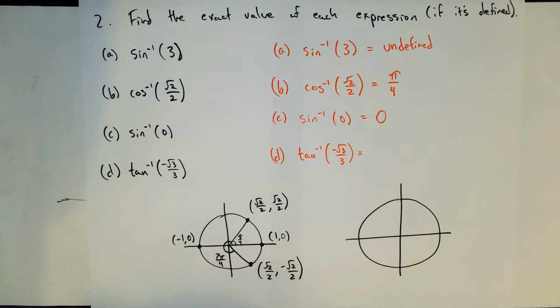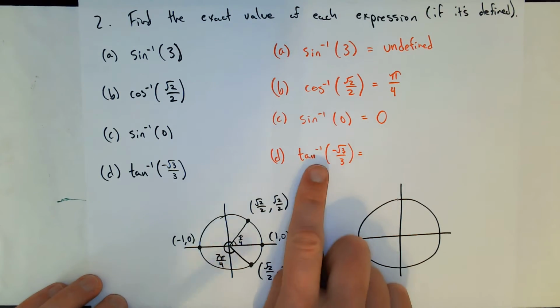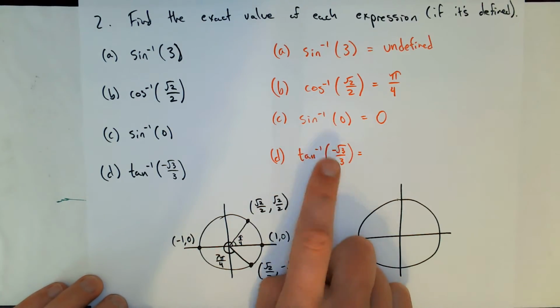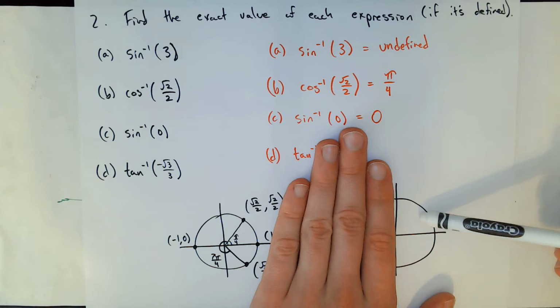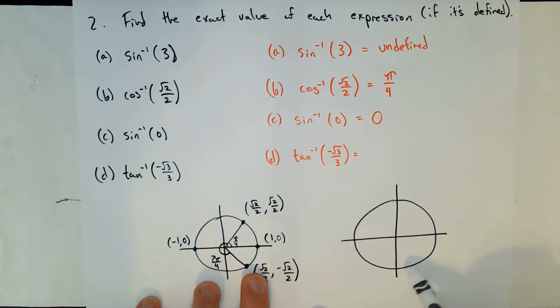Also, where is tangent going to be negative? Let's start narrowing it down. Tangent's going to be negative in the second and fourth quadrant, so you should be looking there. And which one should you be looking for? Well, tangent inverse has the same range output as sine inverse in that it's only going to be first or fourth. So we're looking in the fourth quadrant.